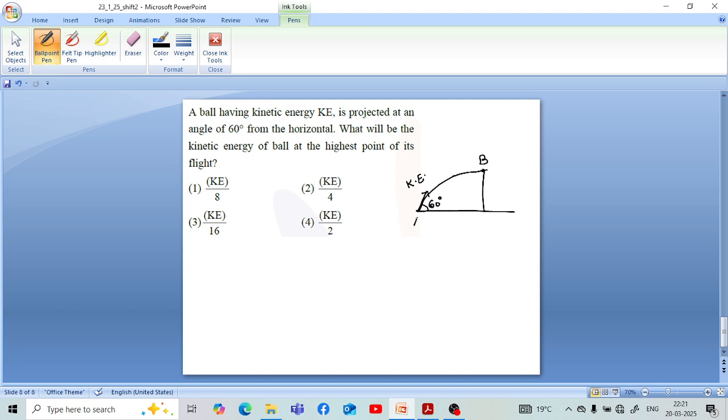For example, this is point A from which the ball is thrown, and point B is the highest point. We have to find the kinetic energy at this point. So this is the problem.